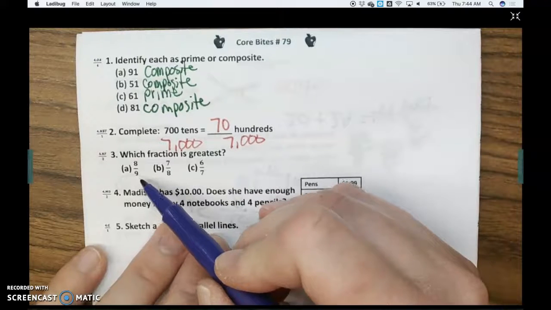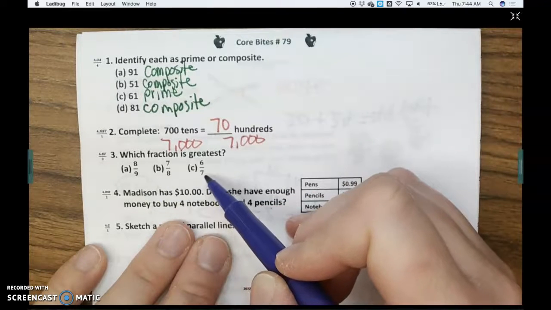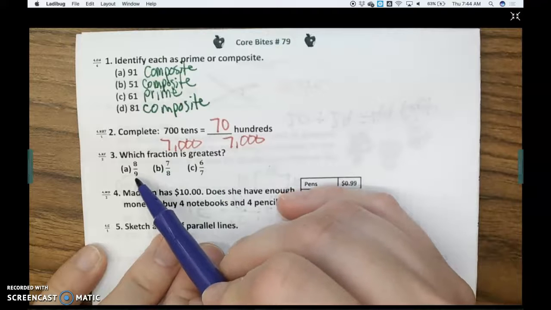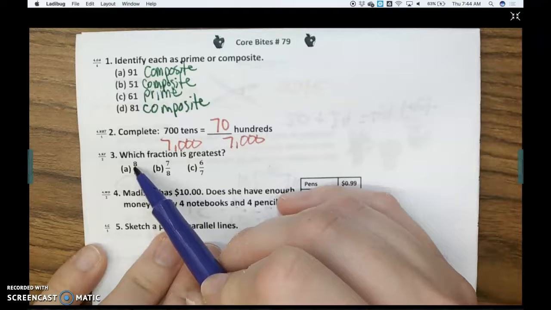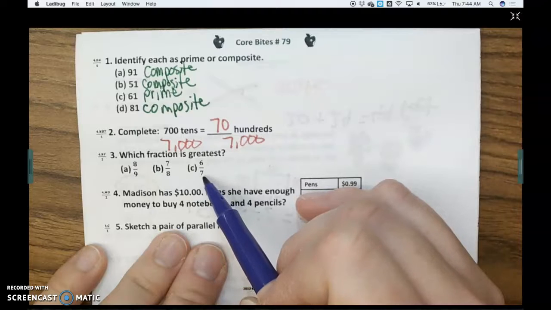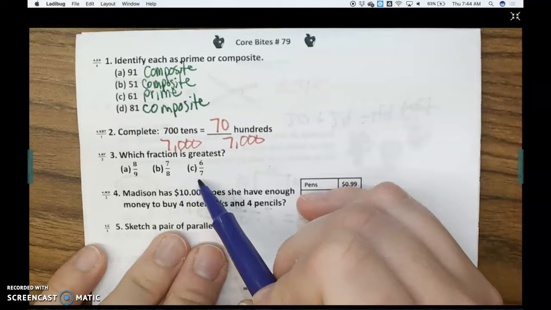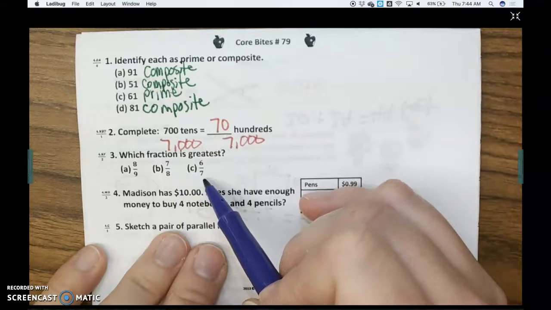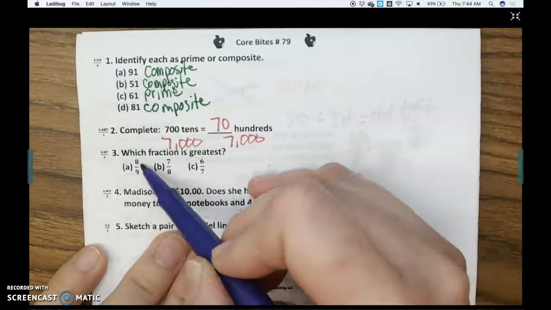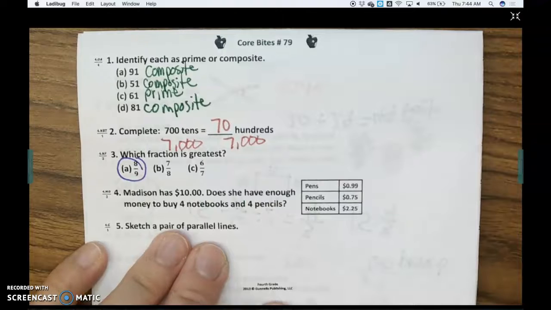For the fraction, it says which fraction is greatest. So you've got 8 ninths, 7 eighths, and 6 sevenths. Okay, so as you can see, this is the largest denominator. It has 8 pieces, 7 pieces, 6 pieces. But remember, the smaller the denominator, the larger the piece, right? So then there's less that's shaded in because the pieces are larger. So this is actually the largest fraction, 8 ninths.